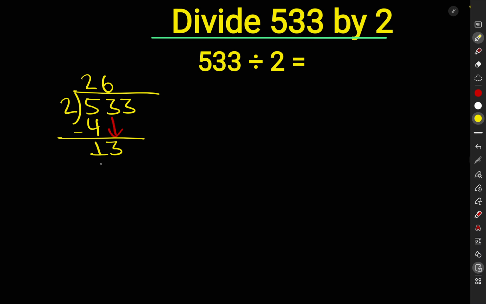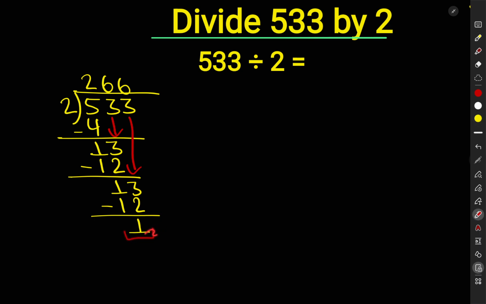2 times 6 is 12. On subtracting we get 1. So again we put down this 3 and it is 13. So 2 times 6 is 12. On subtracting we get 1.